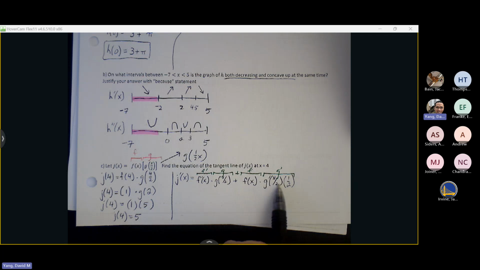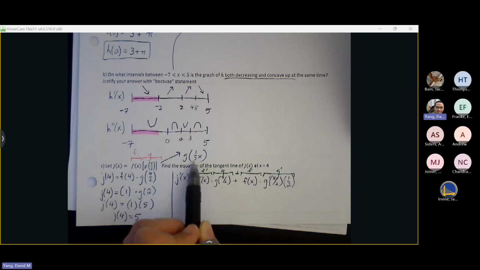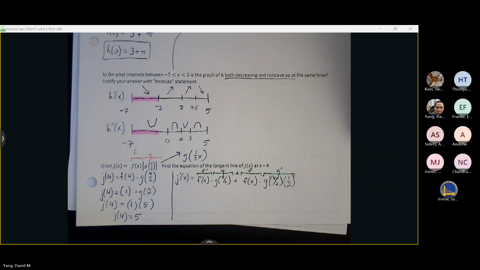If you don't want to look at a number below a variable, you can always push it out as a coefficient. Okay, so now it gets a lot easier. Replace all the x's with 4s. Get down to your slope value, and then put it all together, point slope form.